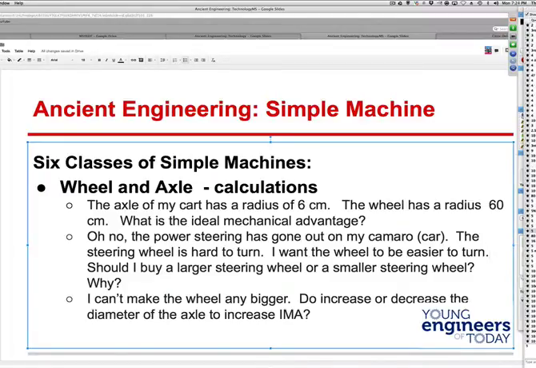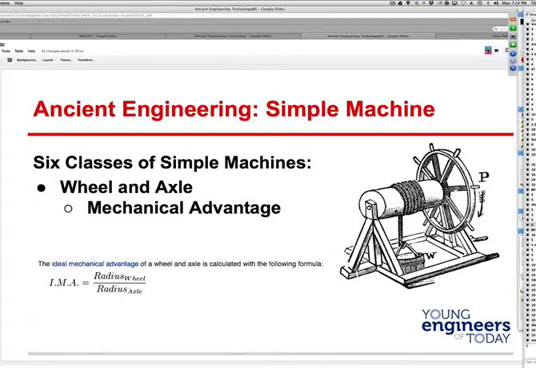Do I want a larger one or a smaller one, guys, of the wheel? Let's look at our formula again. This is how I'd approach this. Radius of the wheel divided by the radius of the axle. I want the largest IMA because that'll make it easier to turn. What do I want?